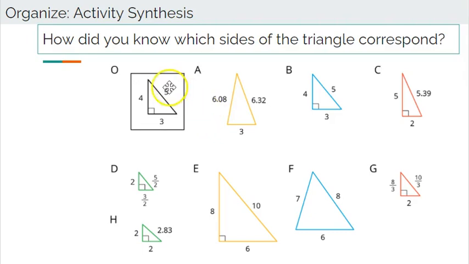And then the same thing with the final part here, the hypotenuse, the line that goes across here. It's the longest part of the triangle, in this situation at least. So we had to use that to help us determine if it was actually a scaled copy or not.